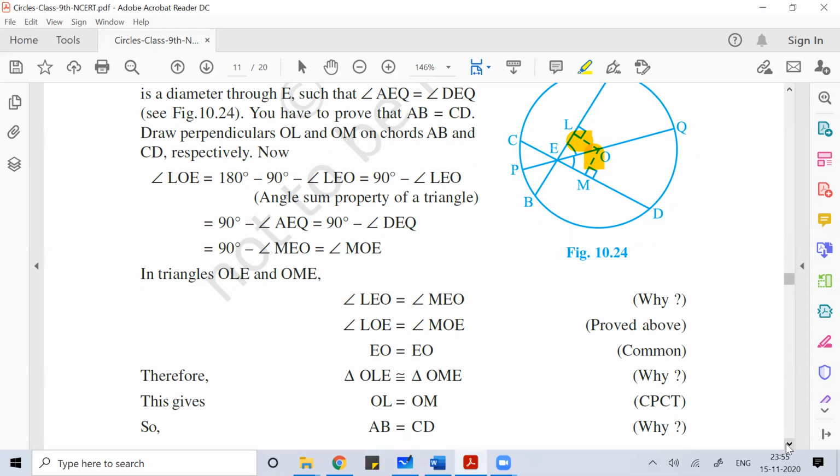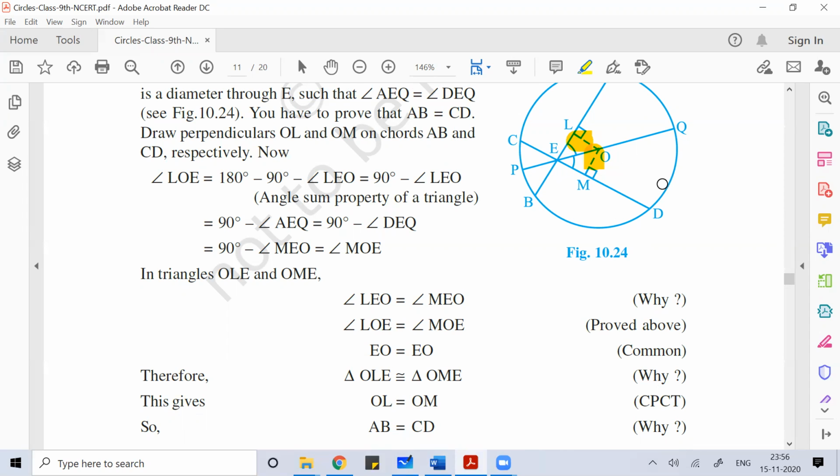Please understand this part: if a line from the center of the circle is perpendicular to the chord, then it always bisects the chord. So here we can easily prove that this triangle OLE is congruent to the triangle OEM. Once you prove that they are congruent, then LE will be equal to EM.